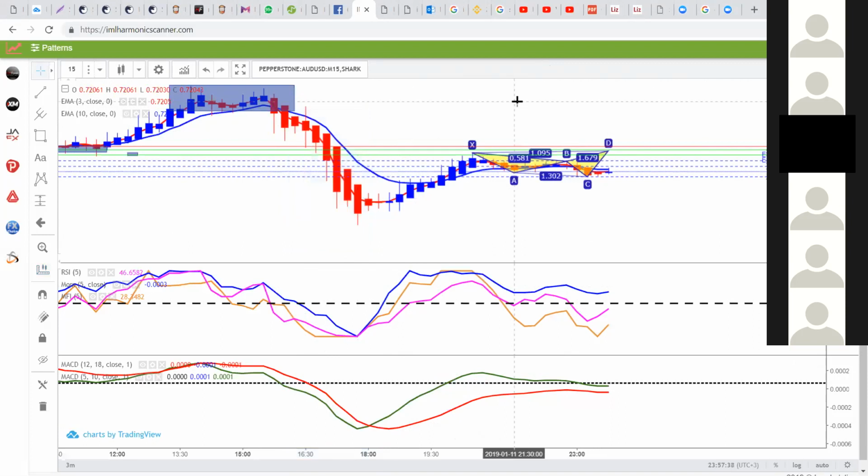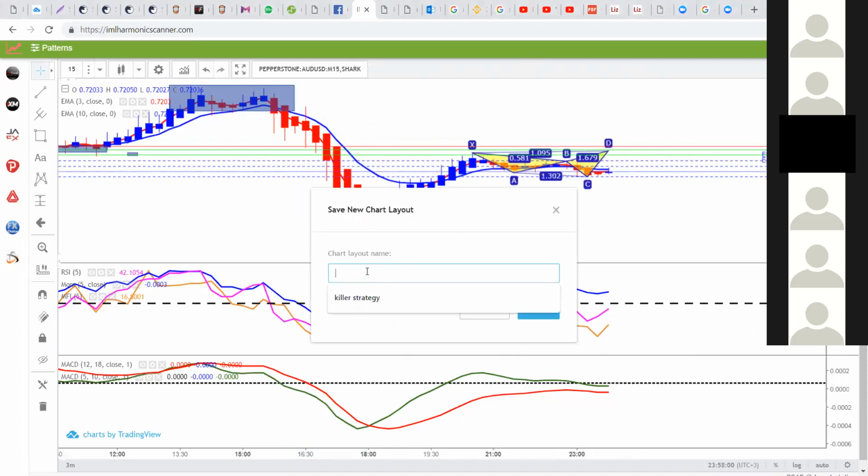All right. Now let me quickly show you how you're going to save this template so that you won't have to do it again. Come here. Let me show you. That's what you're clicking, and click on save. Give it any name you want. Killer strategy, 10 pip strategy, 20 pip strategy. You can say Mr. Wale strategy. Any name. You can put your name, save it.